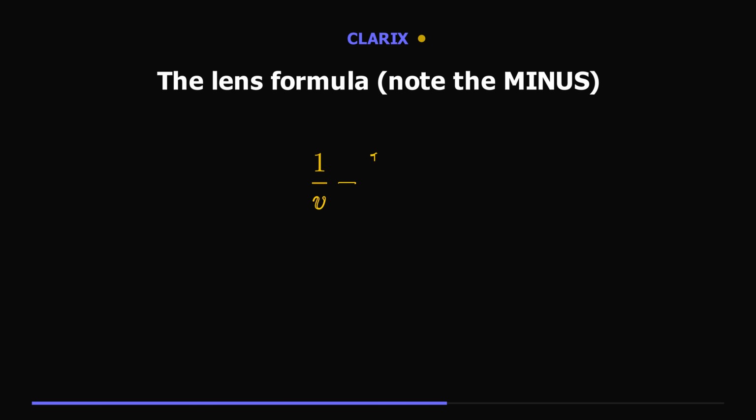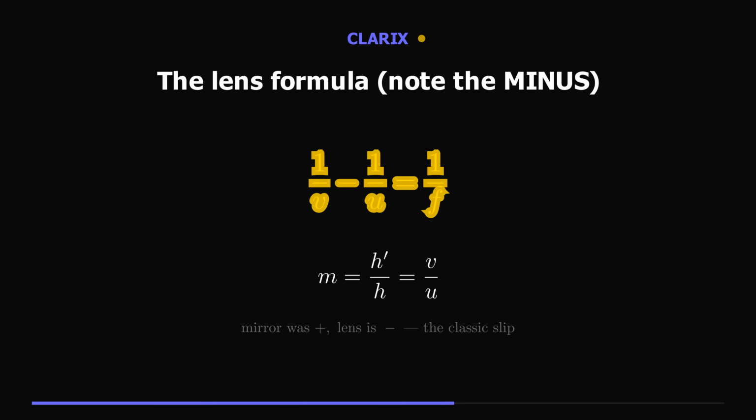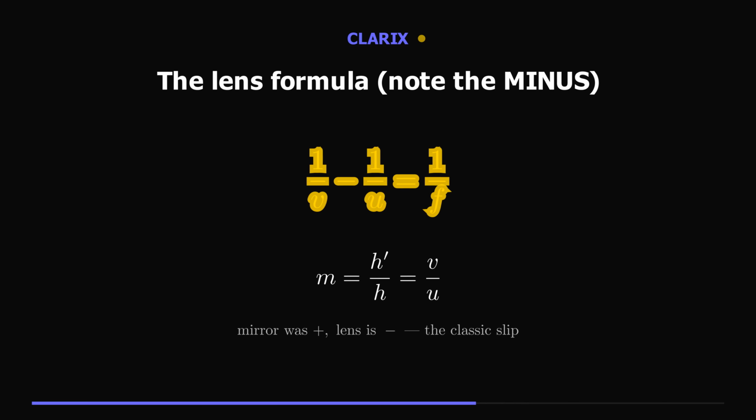And here's the lens formula. Notice it's a minus, not a plus like mirrors. 1 over v minus 1 over u equals 1 over f. That single sign difference is the most common slip, so flag it. Magnification for a lens is image height over object height, and it equals v over u, again no minus sign, unlike the mirror. A negative magnification means a real inverted image. Positive means virtual and erect.